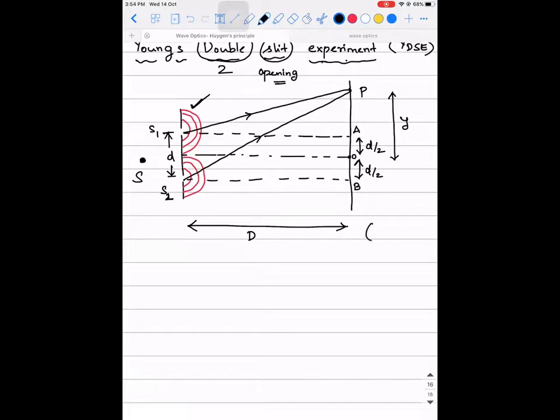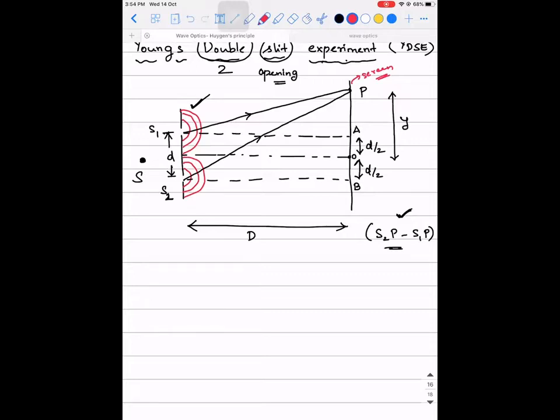In this derivation, our interest of study will be the extra distance traveled by S2P compared to S1P. This is what we are going to find. For that, we are going to take some mathematical help. Once you find S2P minus S1P, then on the screen, to find out where you have bright spots and where you have dark spots, we will be using the condition for sustained interference.